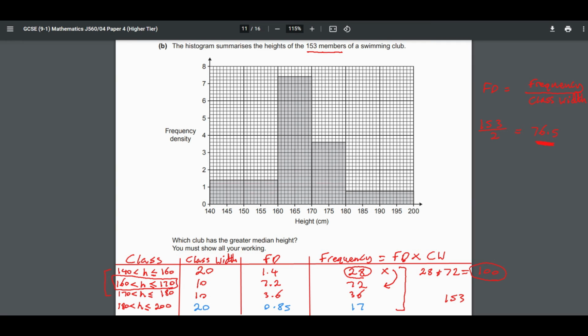Okay, so because the median of the swimming club is either less than or equal to 170 centimeters or greater than 160 centimeters, if we compare this to the previous answer we got on question 13a, we got the median to be 172 centimeters, which means that the rowing club for part A has the greater median.